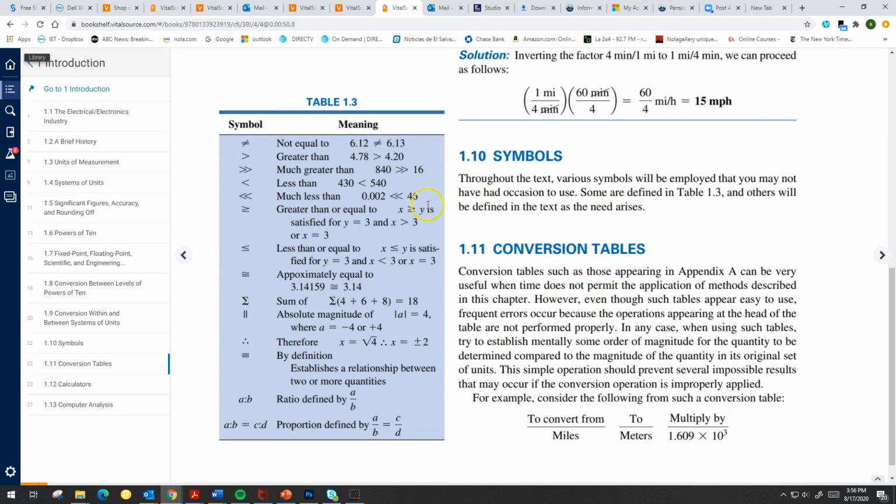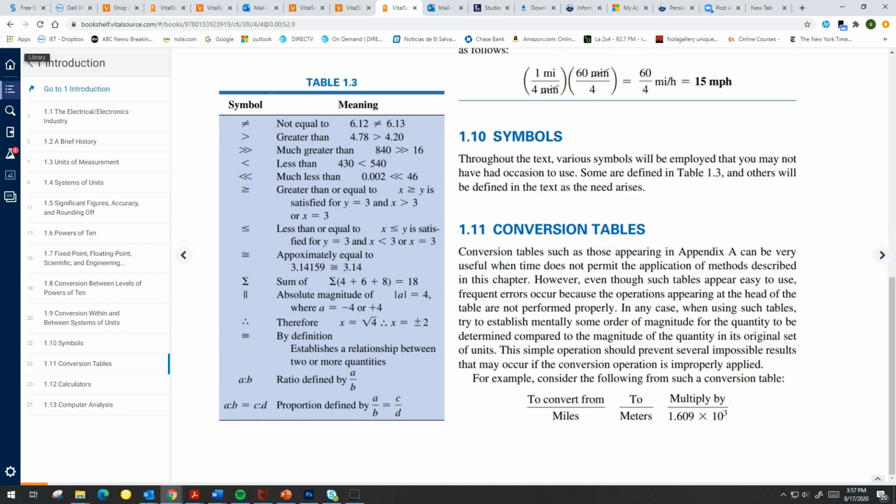Other thing, remember, it's important that you know some of the symbols, like in this Table 1-3, right? Again, we're probably not going to use all of them, but it's important that you understand what they mean, this kind of symbols. If you need any refresher, if you have any questions about these examples, you can always email me, okay?